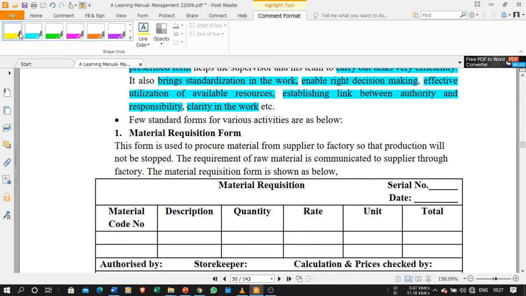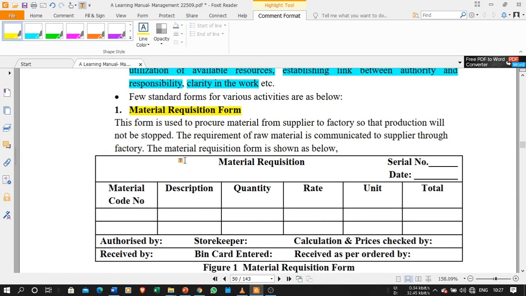Now we have shown a few formats over here. What are these? This is the most commonly used format in the manufacturing and the process industry. Material requisition form. What is the material required for producing the final product? So this form is used to procure the material from the supplier to the factory. Okay, so why is this form required? This form is used to procure material, to purchase the material, to take the material from the supplier to the factory, so that the production will not stop.